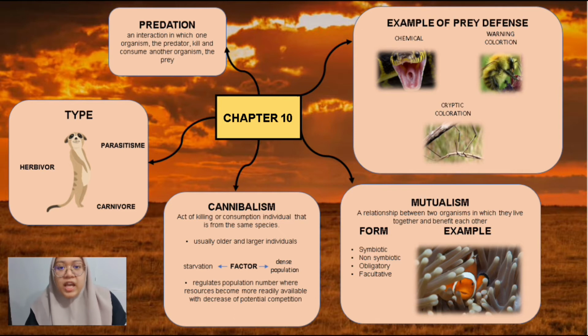We have come to the end of Chapter 10, which is the positive interaction between organisms, which is mutualism. Mutualism is a relationship between two organisms in which they live together and benefit each other. There are four forms of mutualism: symbiotic, non-symbiotic, obligatory, and also facultative. For example, the mutualism interaction between sea anemone and also clownfish.